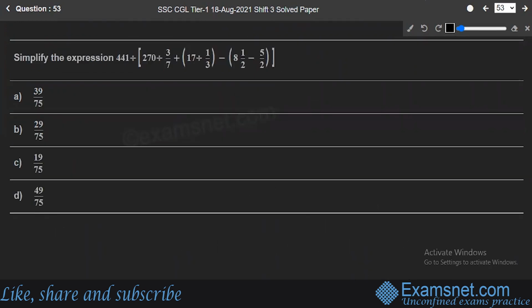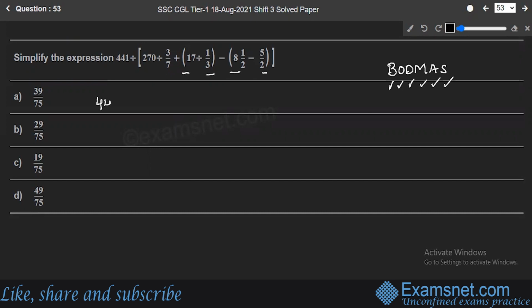Question number 53, simplify the expression this. So this is a simple algebraic expression. All you need to do is follow the BODMAS rule, which says the order in which the operations will be performed is brackets, of, division, multiplication, addition, and subtraction. Let's write down. First of all, we'll be solving these round brackets.